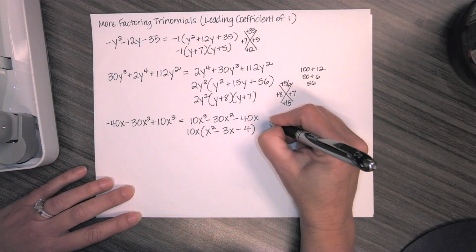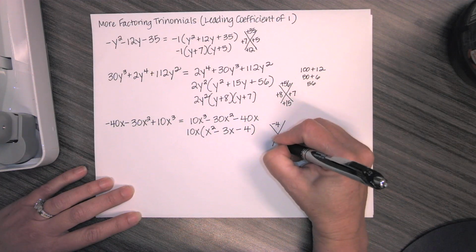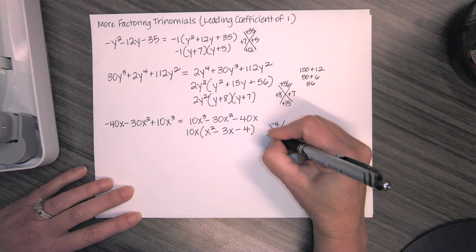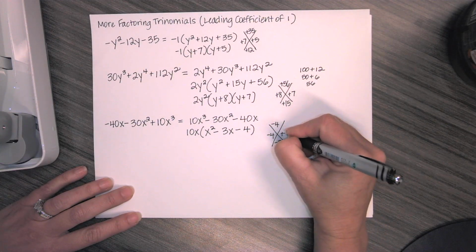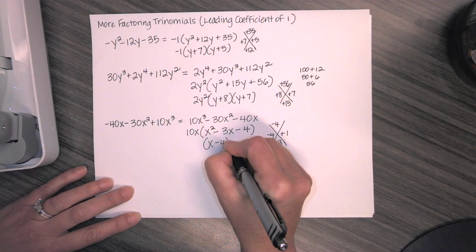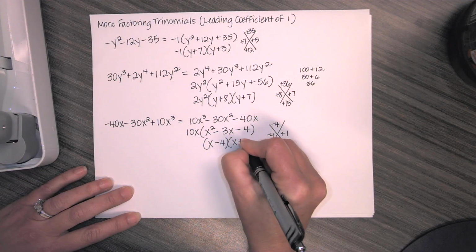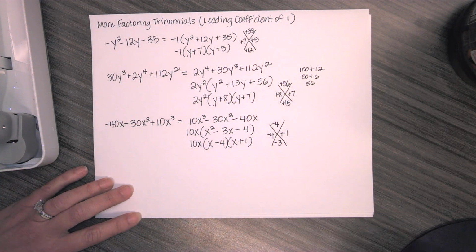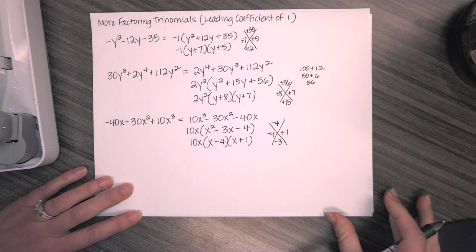So I'm looking for factors of negative 4 that add to get negative 3. That's going to be a negative 4 and a positive 1. So this is going to factor to x minus 4 and x plus 1. And we will also bring this 10x down as part of our answer.